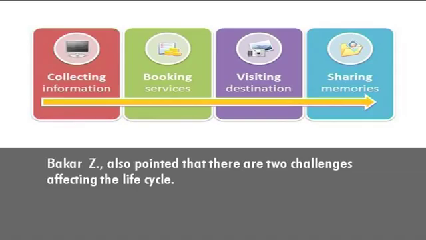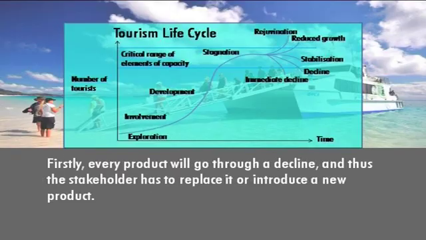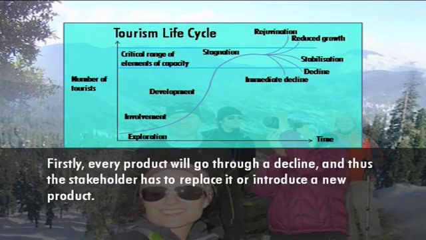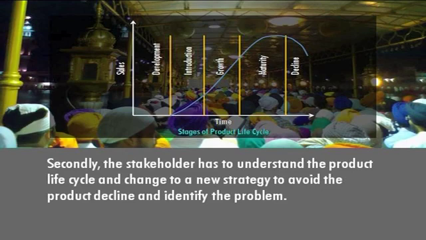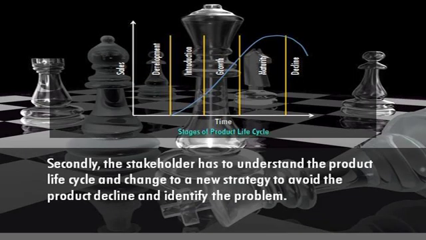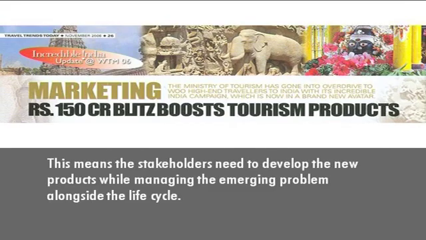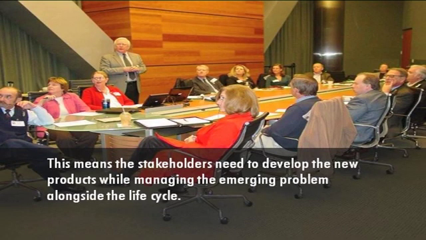Barker also pointed out that there are two challenges affecting the life cycle. Firstly, every product will go through a decline, and thus the stakeholder has to replace it or introduce a new product. Secondly, the stakeholder has to understand the product life cycle and devise a new strategy to avoid the product decline. This means that the stakeholders need to develop the new products while managing the emerging problem alongside the life cycle.